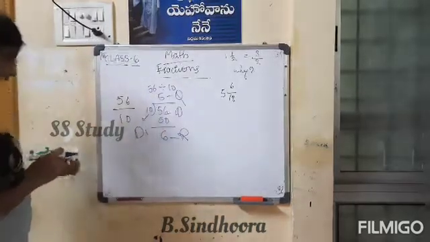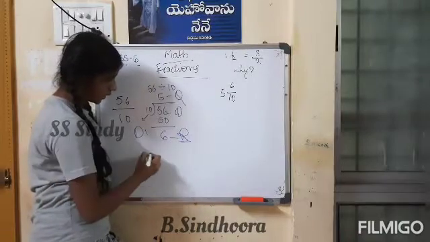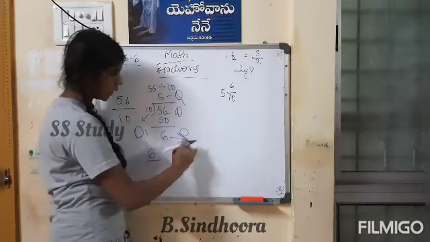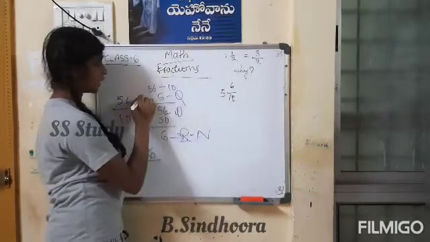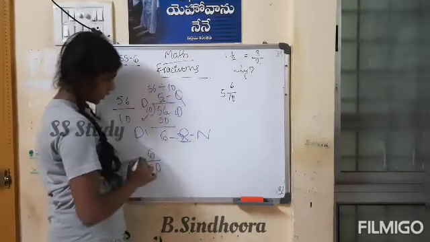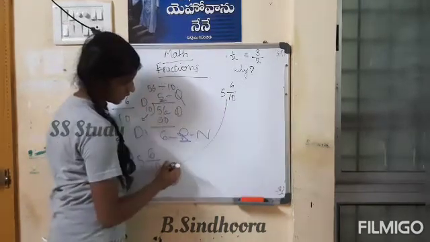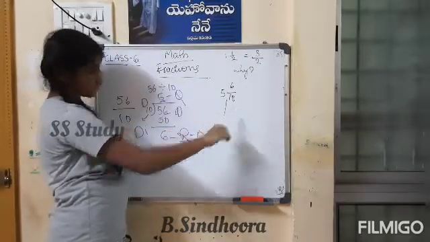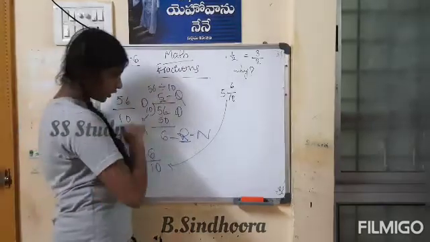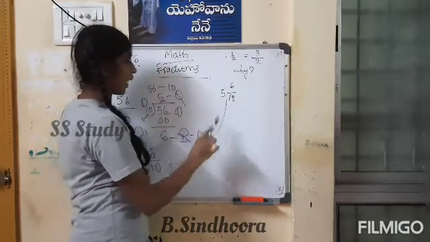Divisor. So here, first remainder, then divisor. Remainder will be the numerator, divisor will be the denominator, and the quotient will be the whole. 5 6 by 10. See, watch. We needed to get 5 6 by 10, and we got 5 6 by 10. So converting an improper fraction into a mixed fraction is correct.